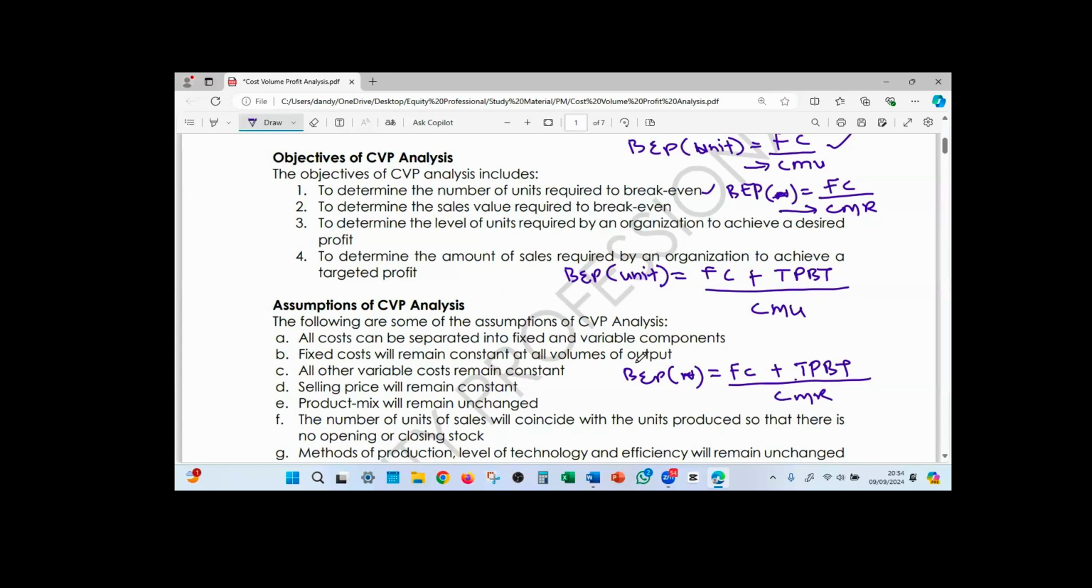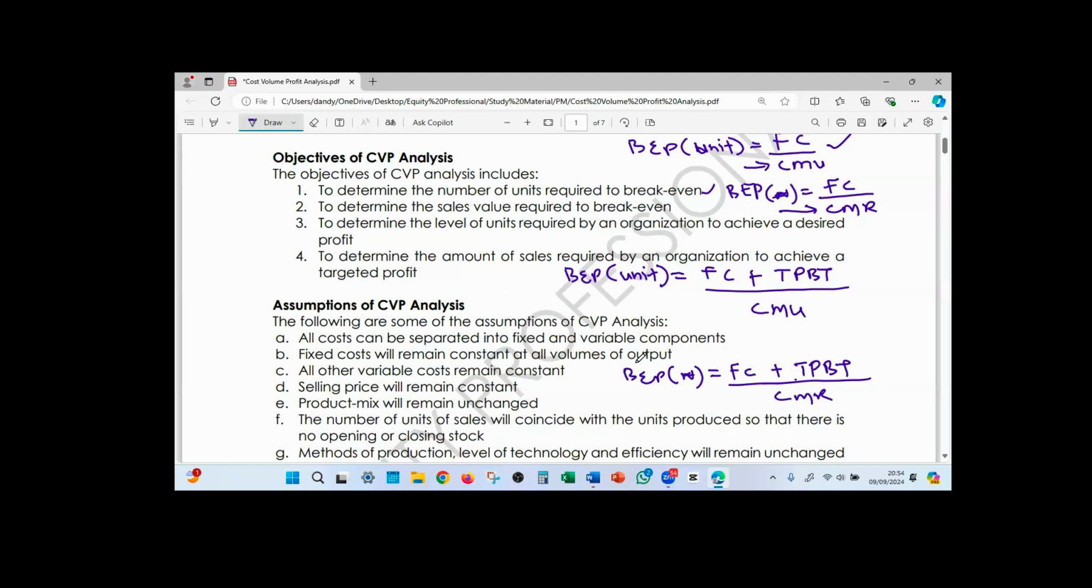So these are the 4 key formulas that you are going to use whenever you want to calculate your break-even analysis or break-even points. There are 2 more formulas which I'm going to give to you. I've already written it and cleaned it up, but let me just explain.